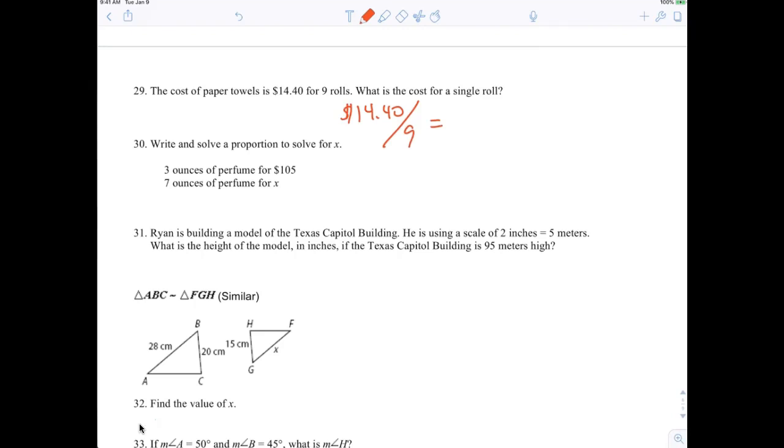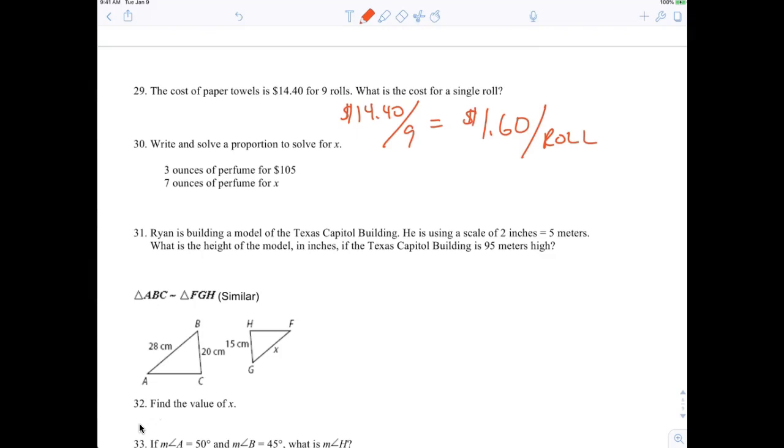I think you need a new calculator. Hold on. Do it again, please. 14.40 divided by 9. Wow. A little bit off there. $1.60 per roll. All right, set the proportion up for me.